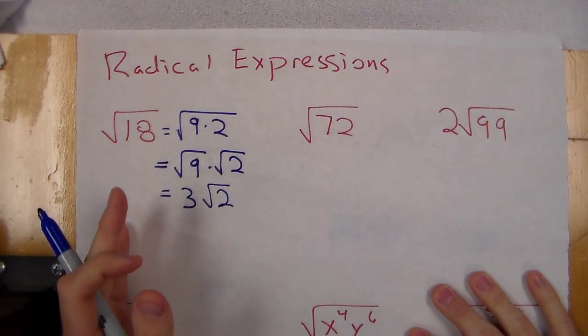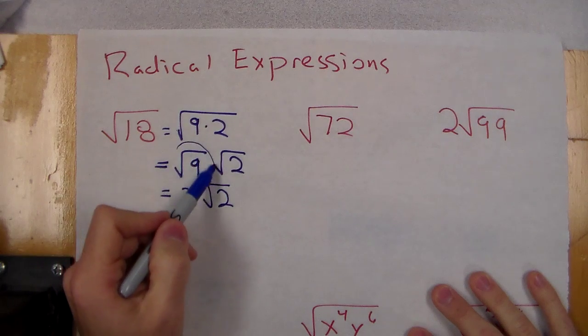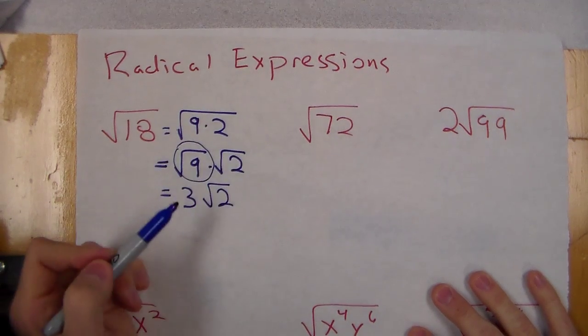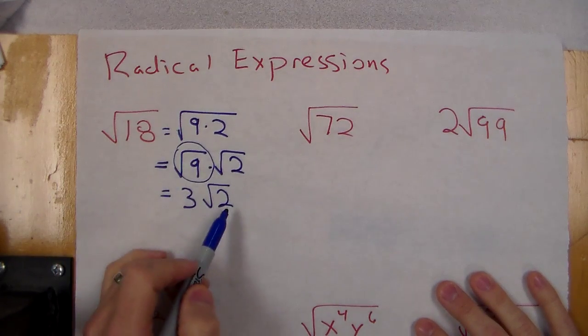Now there's other ways we can simplify. Sometimes we like to look at factors and find pairs, but the focus is finding this perfect square as a factor and taking it out of the radical. We may have terms left, and that's perfectly fine. We just write it in this form.